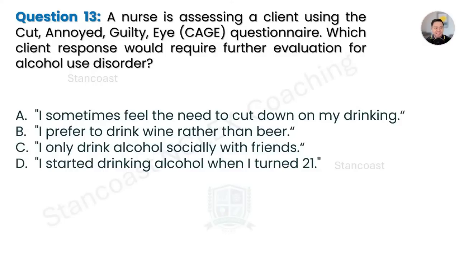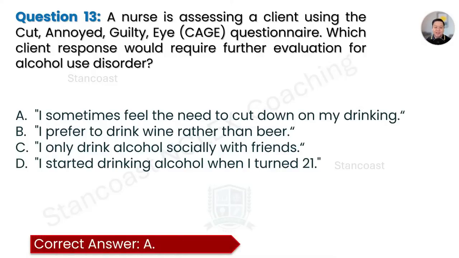A nurse is assessing a client using the cut, annoyed, guilty, eye, which is known as the CAGE questionnaire. Which client response would require further evaluation for alcohol use disorder? A. I sometimes feel the need to cut down on my drinking. B. I prefer to drink wine rather than beer. C. I only drink alcohol socially with friends. And D. I started drinking alcohol when I turned 21. The answer is letter A.